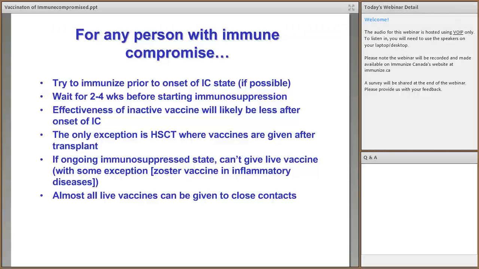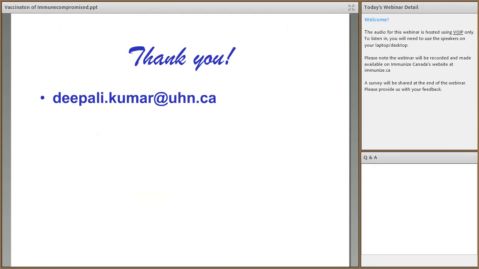given after transplant. And with regards to live vaccines, in ongoing immunosuppressed states, we really can't give live vaccines with some exception that I discussed, and this is the Zoster vaccine in inflammatory diseases. And again, almost all live vaccines can be given to close contacts. So with that, I will thank you for your attention, and I'm happy to take any questions.